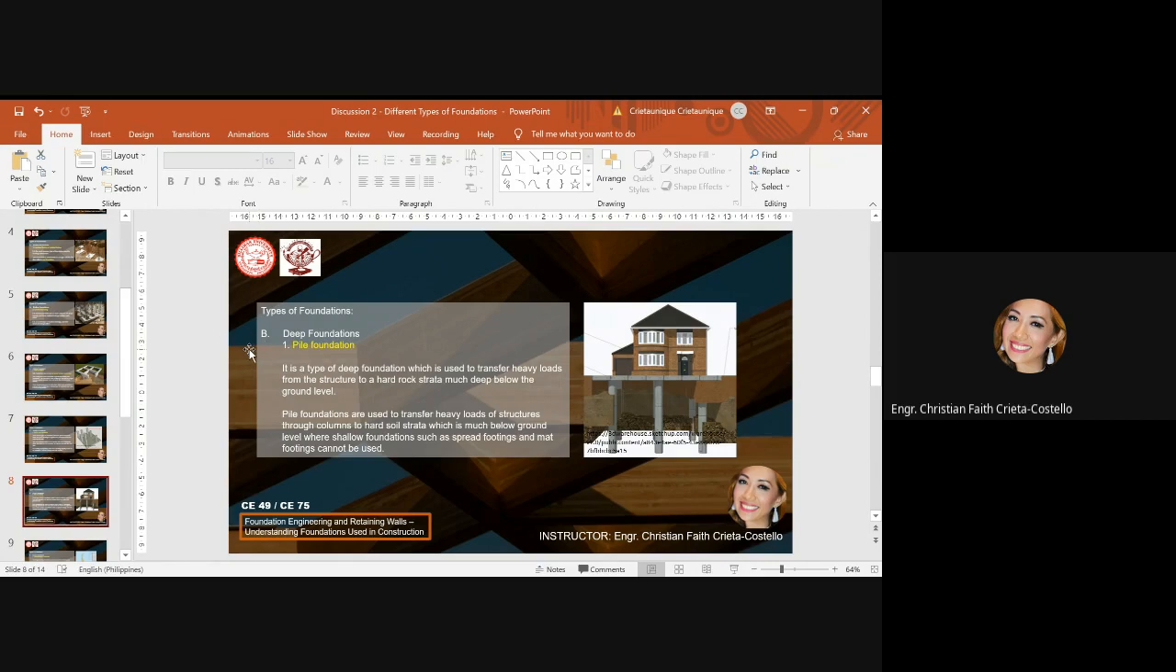Now we will talk about deep foundations. The first one is pile foundation. A pile foundation is a type of deep foundation which is used to transfer heavy loads from the structure to a hard rock strata much deeper below the ground level. As you can see in the image here, these are the piles used as foundation of this house.